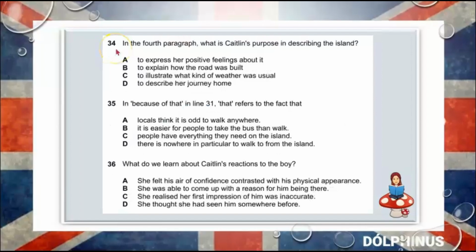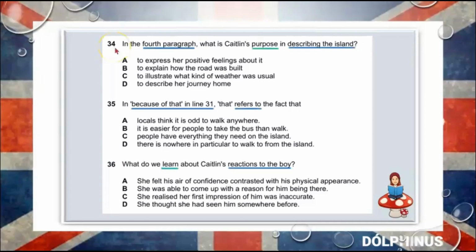If you want us to do it together from 34 to 36, click on play, and afterwards we can compare answers. Time to click. 34, the answer is in the fourth paragraph, and we have to search for her purpose, describes the island. In 35, it tells us it's in line 31, and it gives us the sentence. So afterwards, we go to 36, and the information we have to look for is learn about her reactions to the boy.